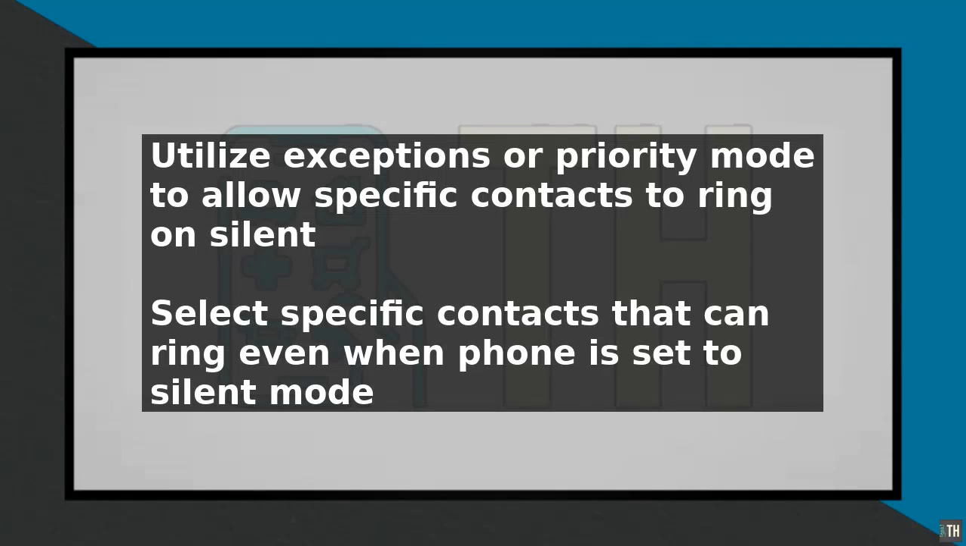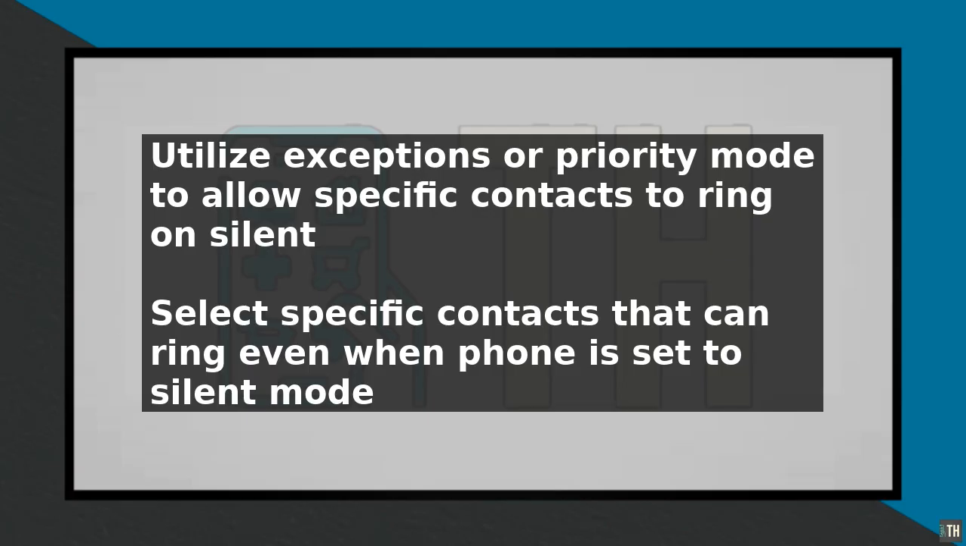To make specific contacts ring on silent on Android, you need to utilize a feature called exceptions or priority mode. This feature allows you to select specific contacts that can ring even when your phone is set to silent or do not disturb mode. First, go to your Android settings and look for the sound or sounds and vibration section.